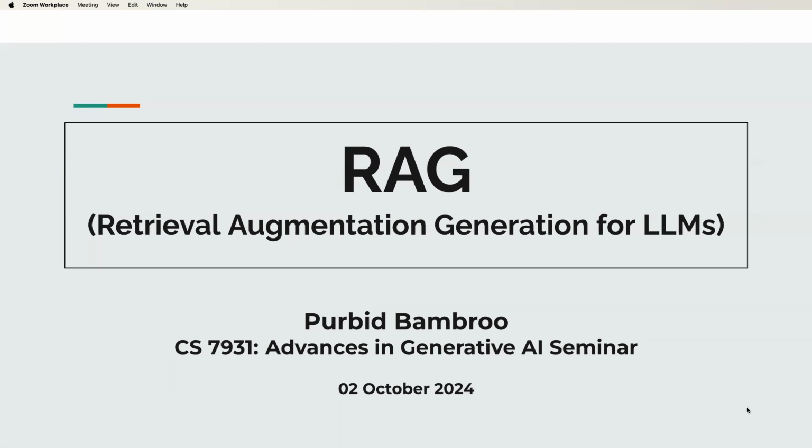The topic for today's discussion is RAG models, retrieval augmentation generation for LLMs. A little bit about me. My name is Purbid. I'm a second year graduate student pursuing an MS, and I'm a part of Utah NLP, and I work on generative LLMs and explainability with Professor Daniel and Professor Anna.